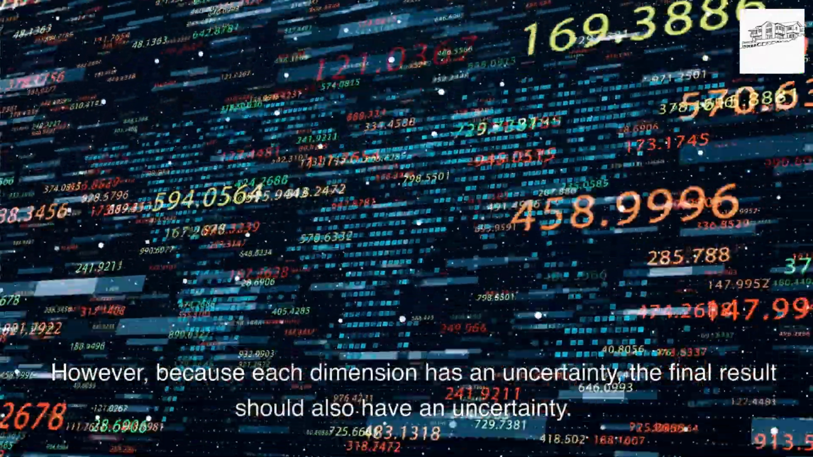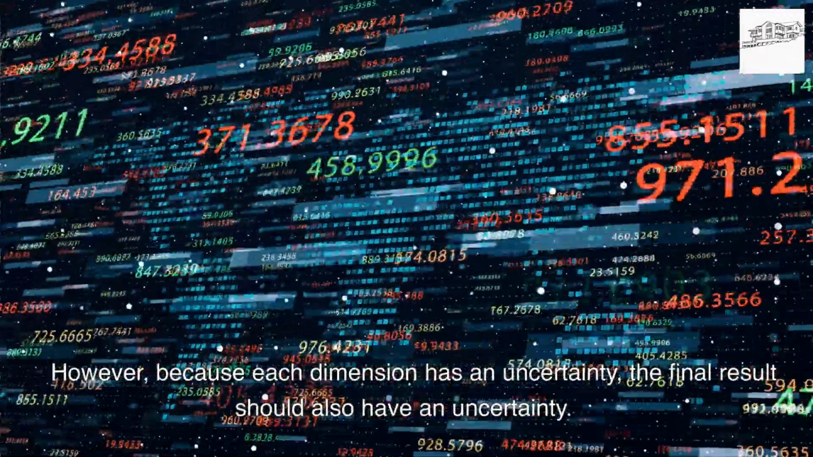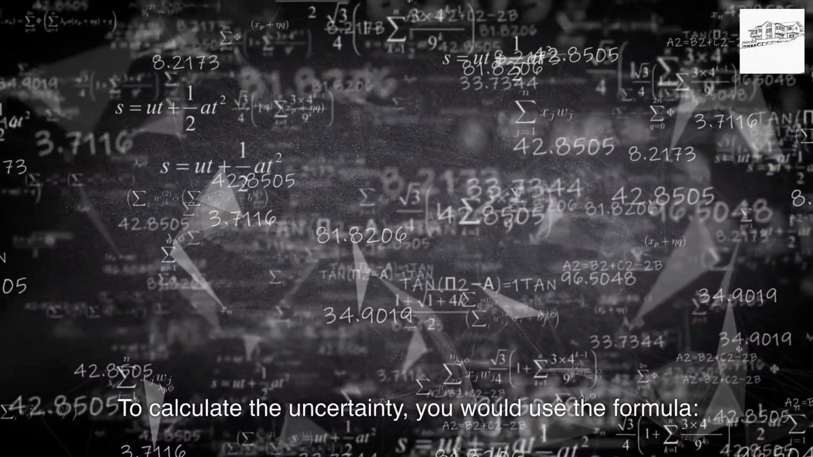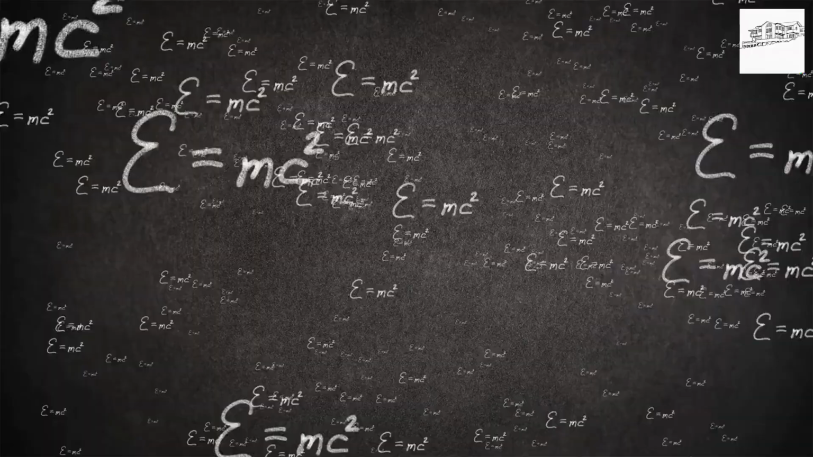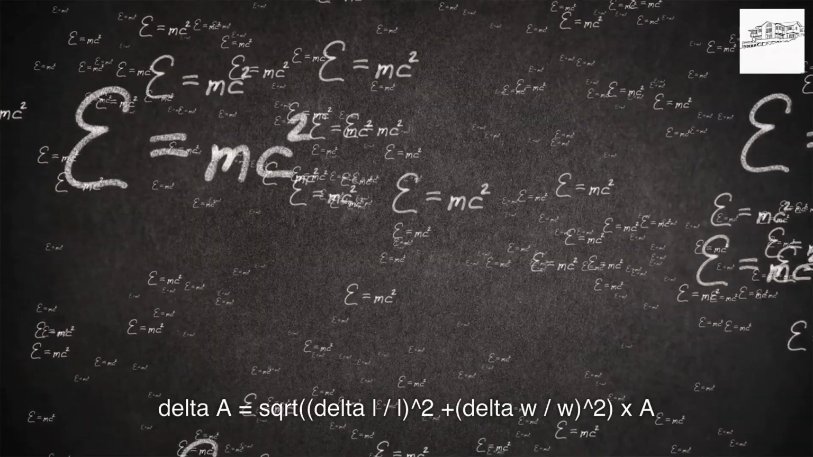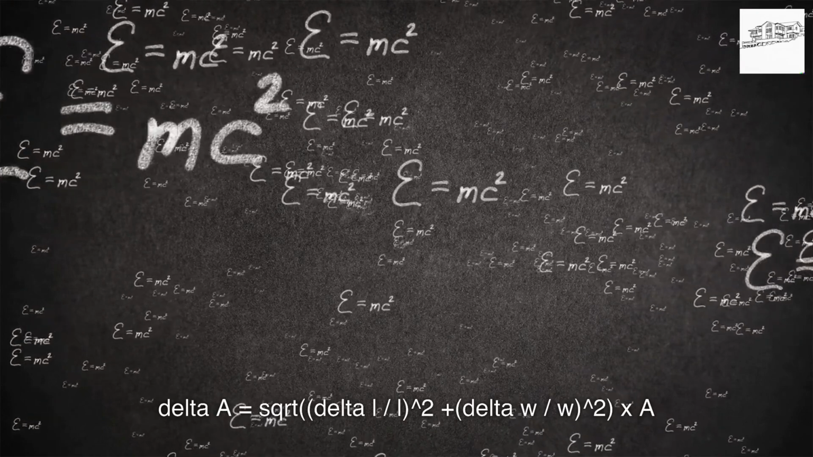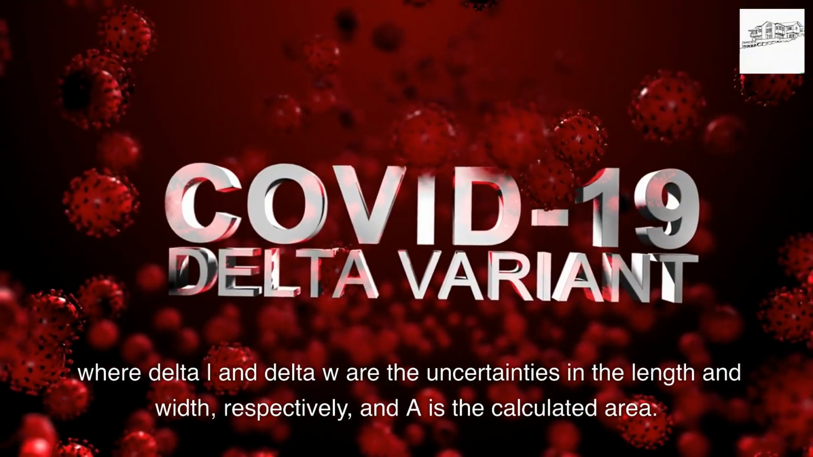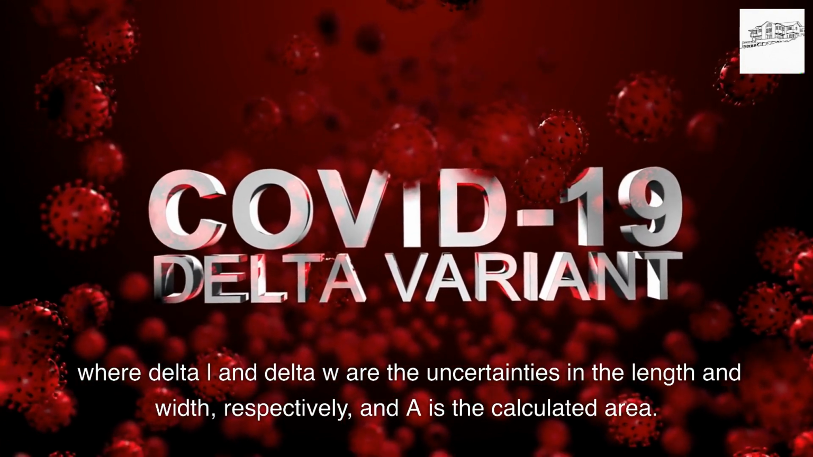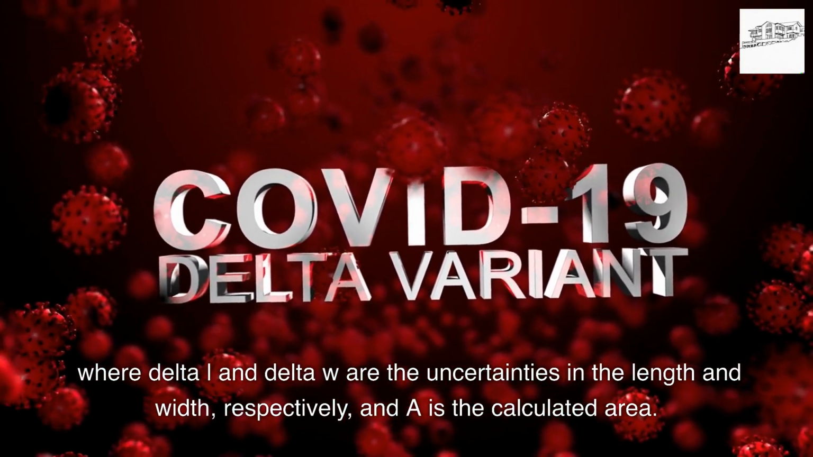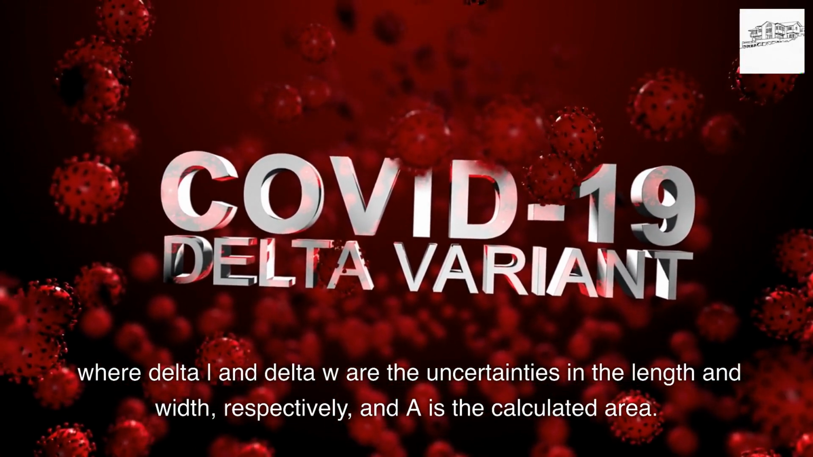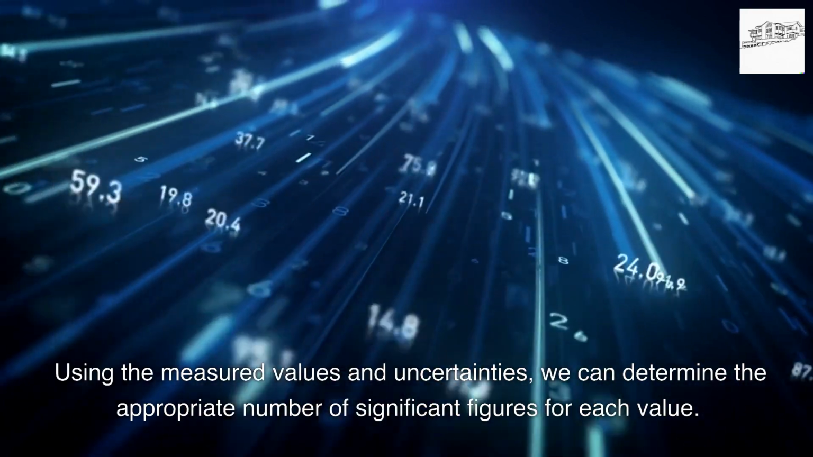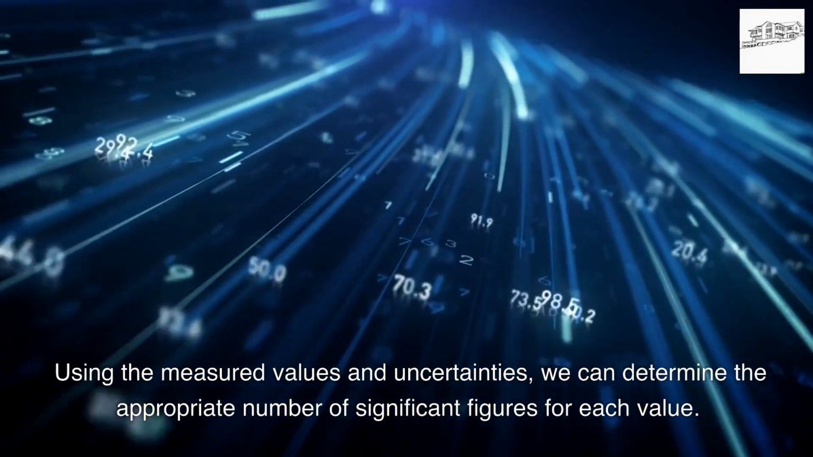However, because each dimension has an uncertainty, the final result should also have an uncertainty. To calculate the uncertainty, you would use the formula delta A = sqrt((delta L / L)² + (delta W / W)²) × A, where delta L and delta W are the uncertainties in the length and width, respectively, and A is the calculated area. Using the measured values and uncertainties, we can determine the appropriate number of significant figures for each value.